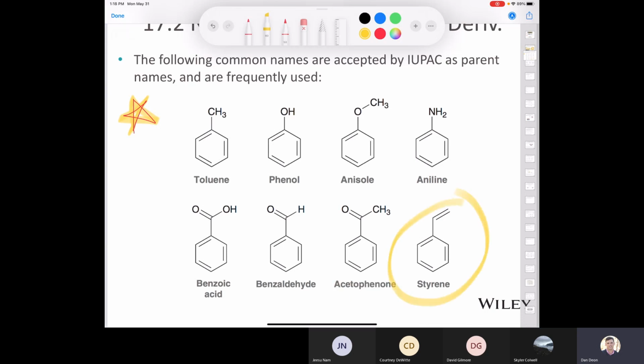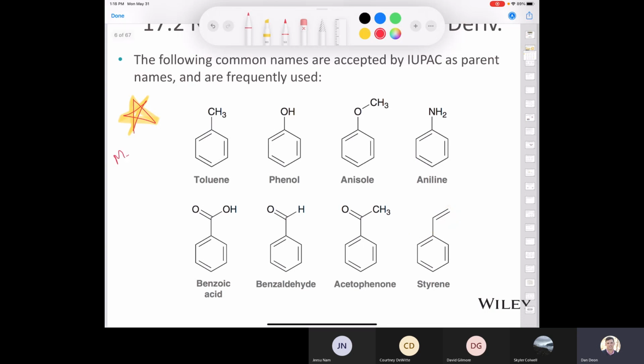And then this one here is styrene. I know you've all heard of polystyrene, which is what the original Styrofoam was. It was just a polymer of styrene. Now there are different additives that are put in the polystyrene. But anyhow, when you have just an ethylene group attached to an aromatic ring, that is a styrene.